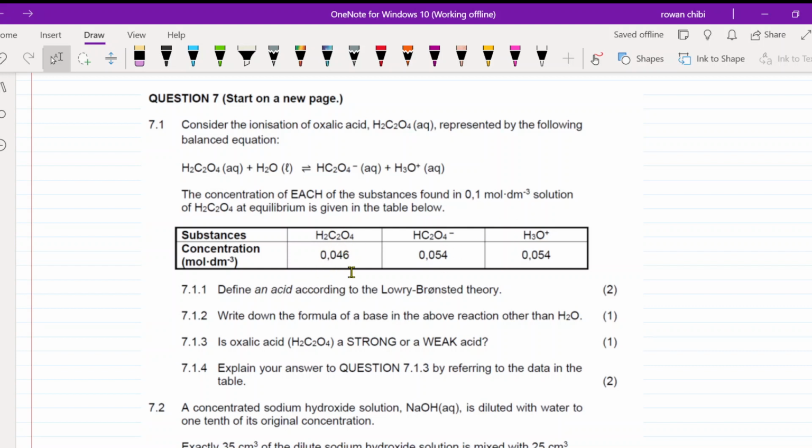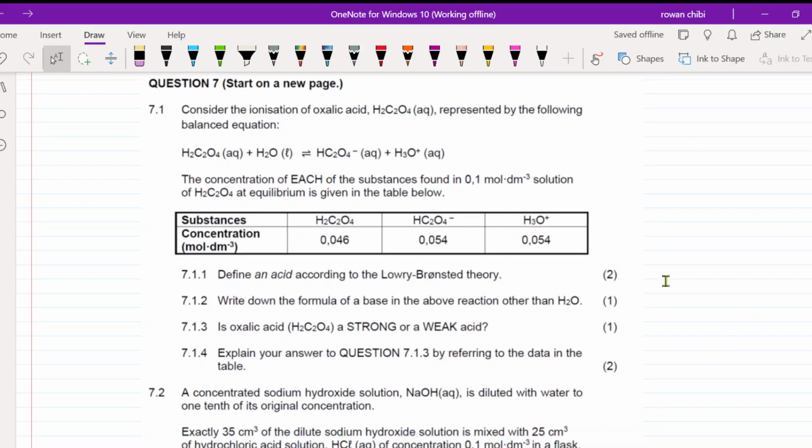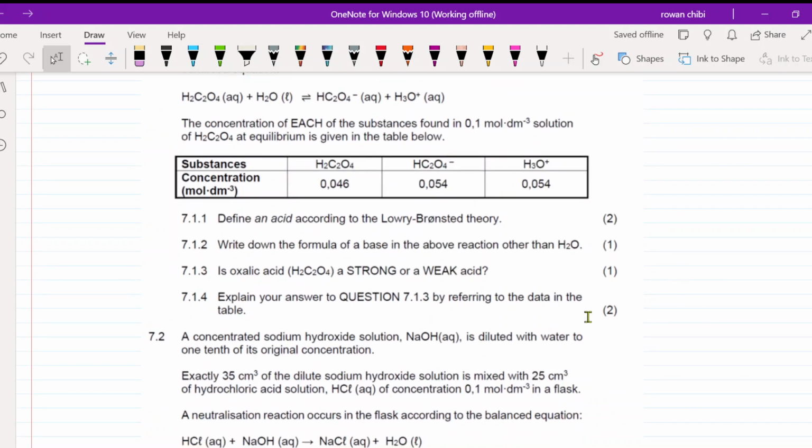H2C2O4 with this concentration of 0.046 mole per cubic decimeter. HC2O4 minus is 0.05 mole per dm cubed. H3O plus is 0.054 mole per dm cubed. So these are the concentrations of these substances. Now let's look at the first question.